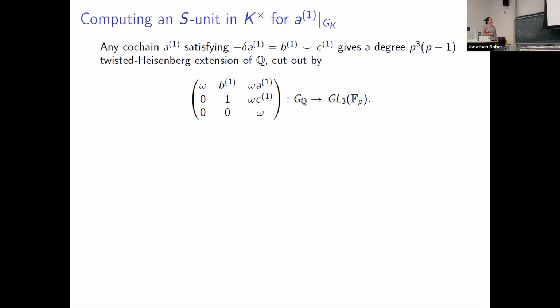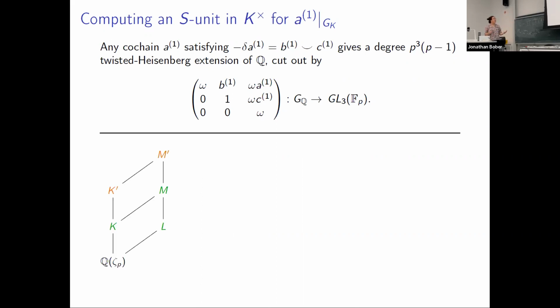So how do we compute a unit? We need to compute these two S-units, one for A1 and one for B2. And so for A1, well, it comes from a complete reinterpretation of what this boundary equation means. So any cochain at all that satisfies this boundary equation will actually cut out a degree p cubed times p minus 1 twisted Heisenberg extension. So its Galois group is Heisenberg, and it's cut out by this representation. And so in particular, if our cochain also satisfies the local conditions, then it will exactly cut out M prime.